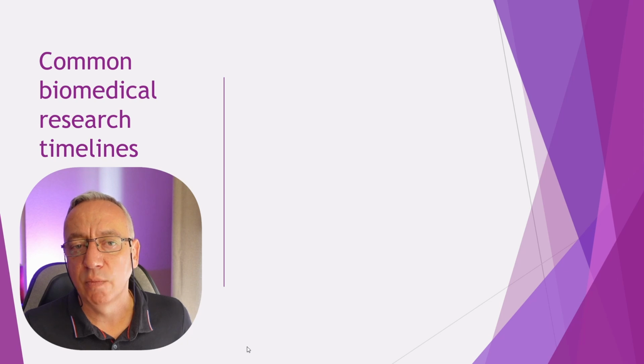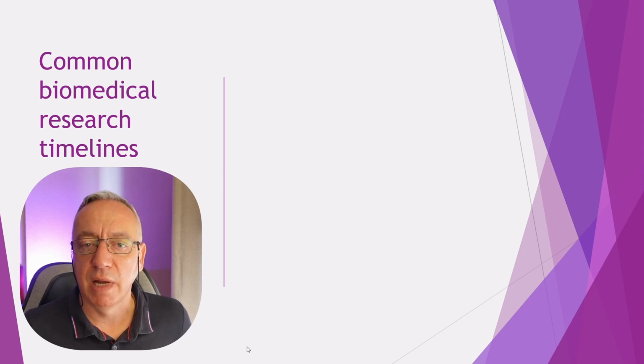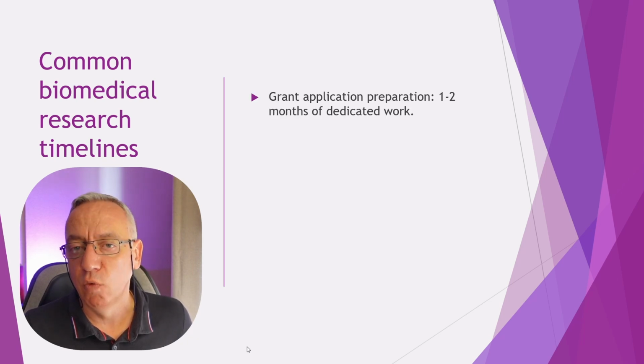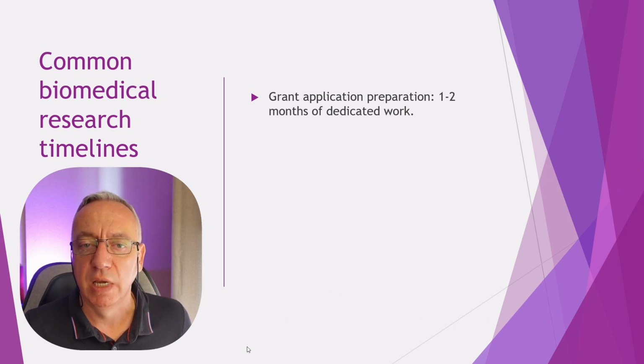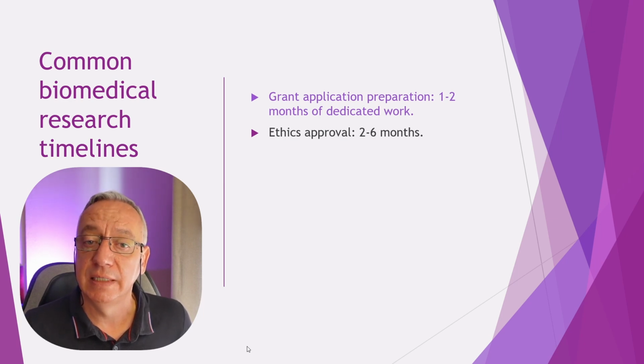So here are some examples of common research timelines. A small-scale grant application could take 1 to 2 months of dedicated work if you really spend a lot of time on it. Ethics approval: between 2 and 6 months. Note that it is not something under your control. So here too you need to include some buffer time.